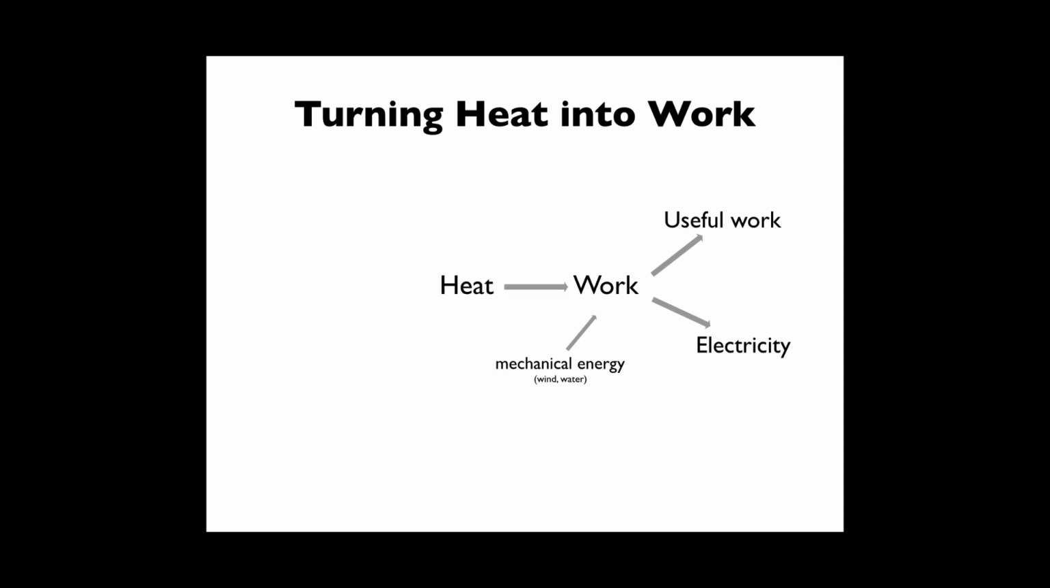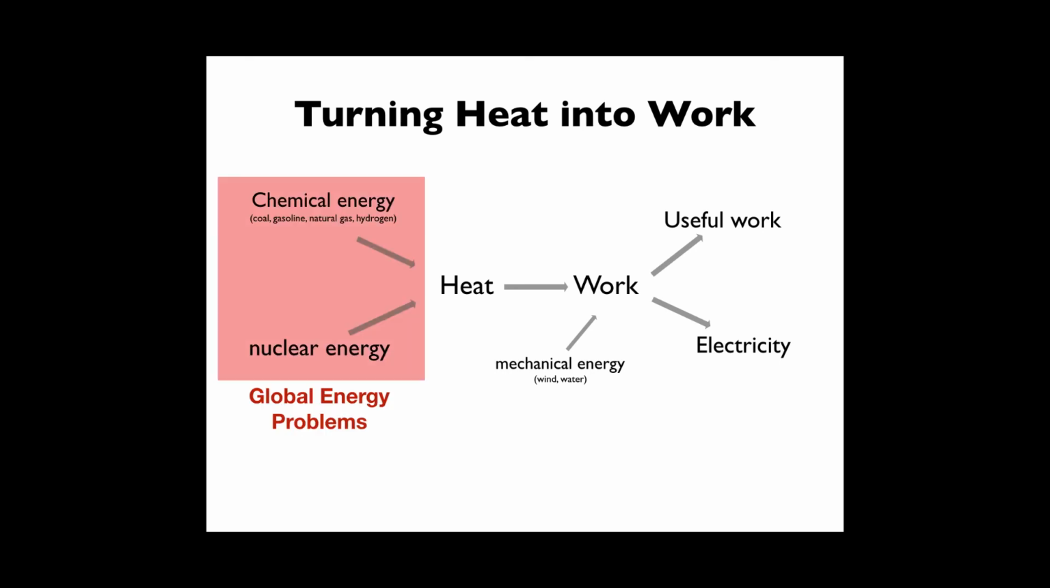You can also use heat, and the way that you get heat is either through chemical energy, so you can heat stuff up using coal, gasoline, natural gas, hydrogen, or nuclear energy. And nuclear energy just uses nuclear reactions to generate heat. But all of these things create a heat differential. So you create something really hot, and you either create steam that turns a turbine, or you create some sort of flow, okay? These are our global energy problems.